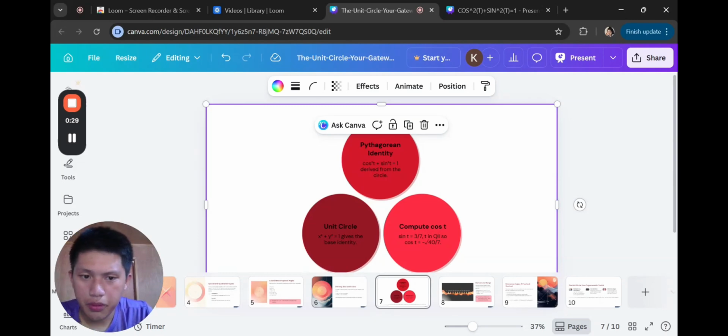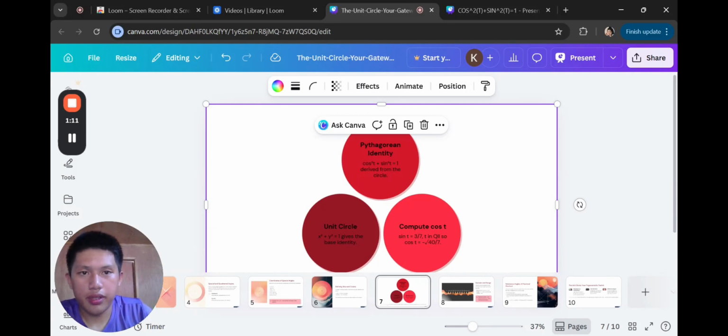Excuse me, guys. Any point (x, y) on this circle satisfies the equation x squared plus y squared equals 1. In trigonometry, for any angle t, the x-coordinate represents cos t and the y-coordinate represents sin t. So let's proceed to the Pythagorean identity. Because every point on the circle must satisfy x squared plus y squared equals 1, we can substitute the trigonometric functions to get the fundamental identity.